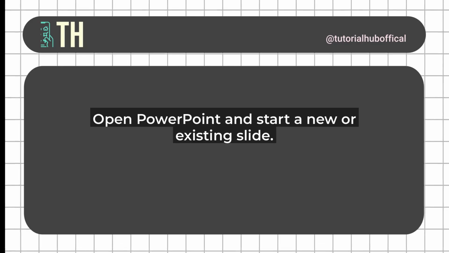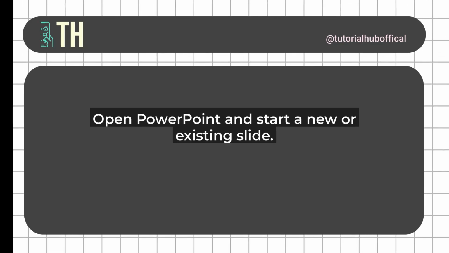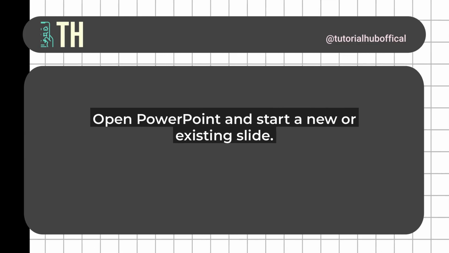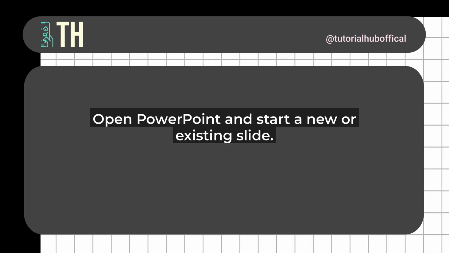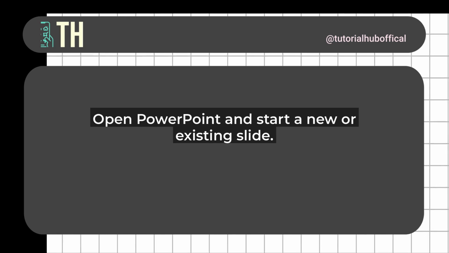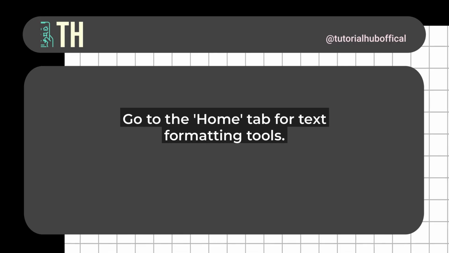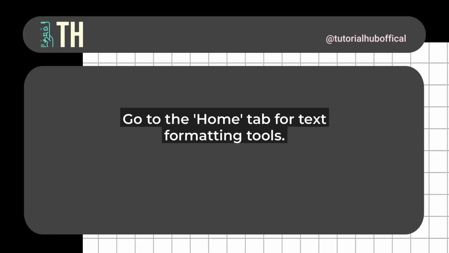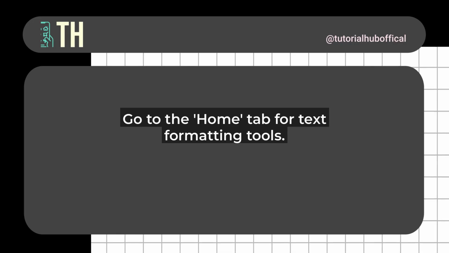Let's dive right in. First things first, open up Microsoft PowerPoint on your computer. We're assuming you're using the latest 2025 version, but these steps work similarly in recent editions. Start by creating a new slide or opening an existing one. Go to the Home tab at the top of the screen. That's your command center for text formatting.